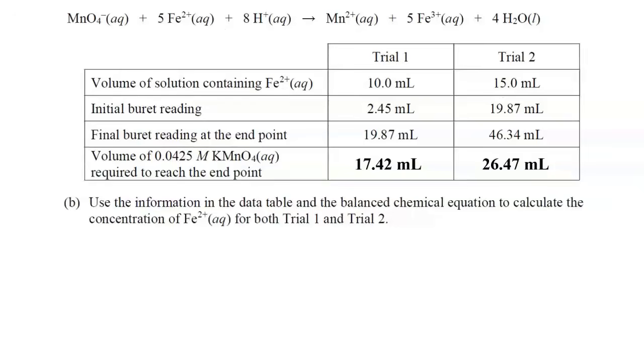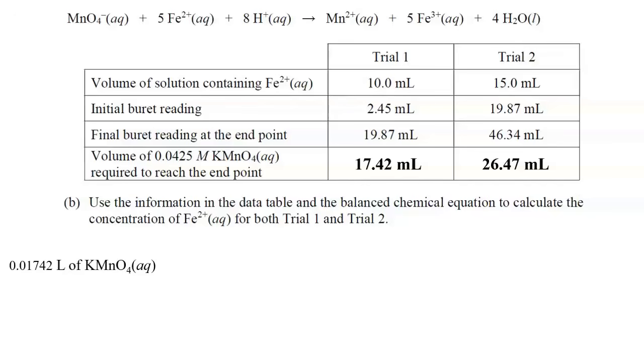Part B. Use the information in the data table and the balanced chemical equation to calculate the concentration of iron 2+ for both trial 1 and trial 2. Let's go ahead and start with trial 1. It says that 17.42 milliliters of this potassium permanganate solution was used. Let me convert from milliliters to liters by dividing by 1,000. So that becomes 0.01742 liters of potassium permanganate.